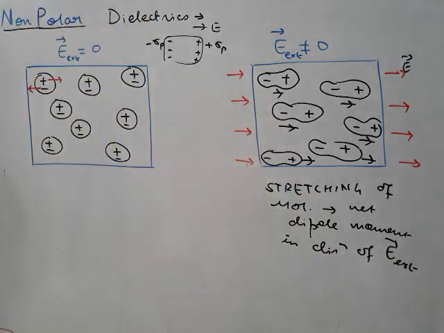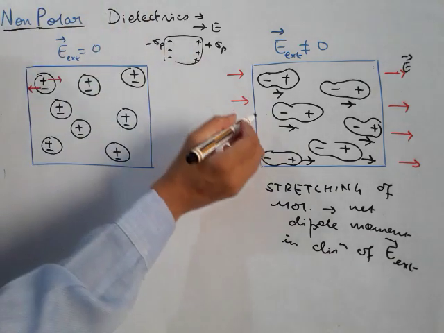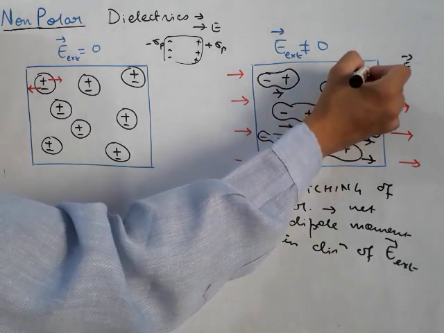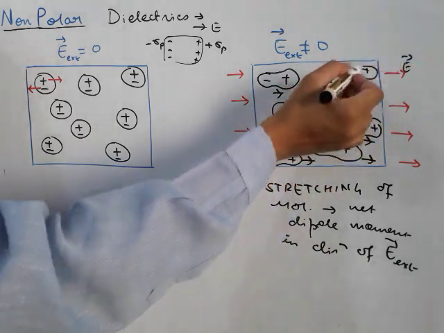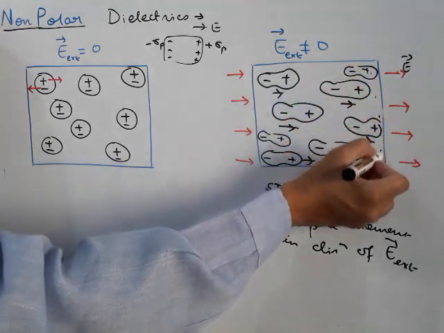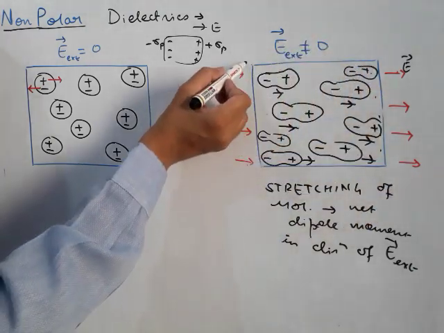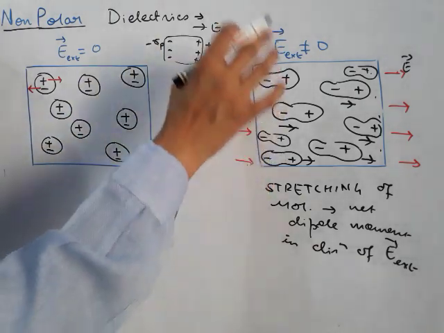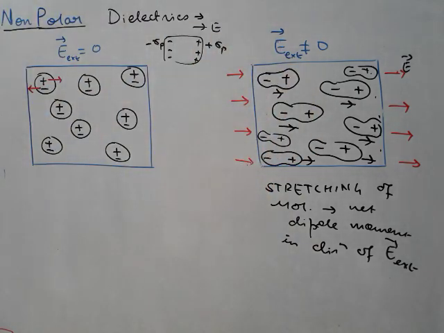If I draw this particular figure with some more number of molecules, you will find at the right end we will have only positive charges left, and on the left end we will have only negative charges left. So we say that the dielectric has got polarized, and this phenomenon is called polarization. So this is true for case of non-polar dielectrics.